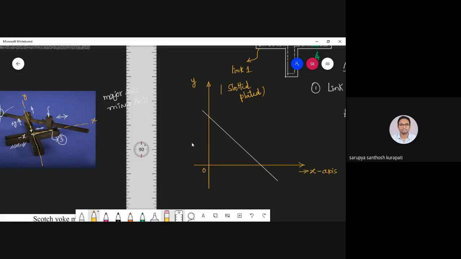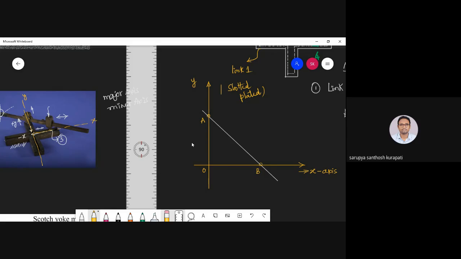And this particular white color line is the representation of the link which is connected to both the sliders. Here is the position of one slider, and here is the position of the other slider. The position of link number 3, that is the slider, I'm naming it as point B. And the other slider, which is the fourth link, I have named it as A.